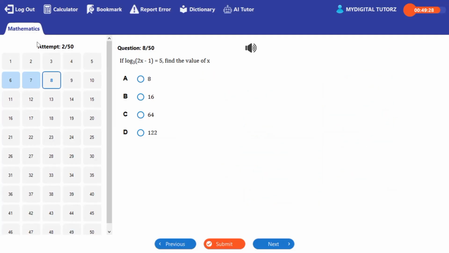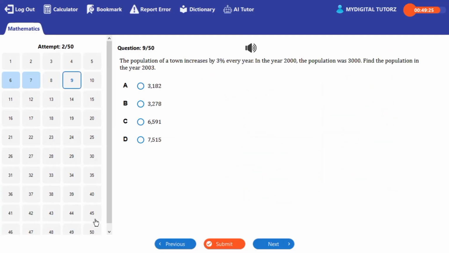Question 9 says the population of a town increased by 3% every year. In the year 2000, the population was 3,000. Find the population in the year 2003. So in year 2000, what happened? The population is 3,000.